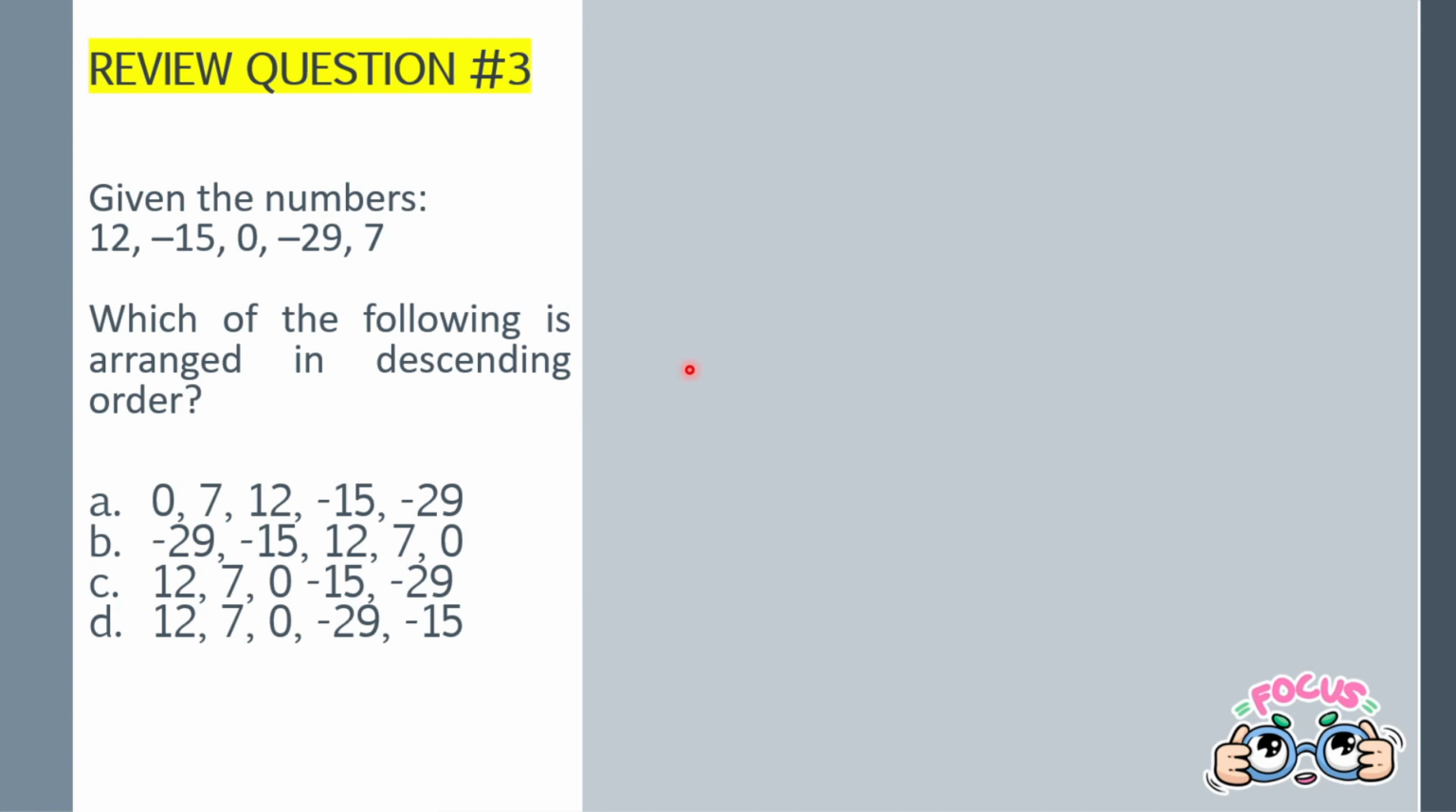Question number 3. Given the numbers 12, negative 15, 0, negative 29, 7. Which of the following is arranged in descending order? Is it A, 0, 7, 12, negative 15, negative 29? B, negative 29, negative 15, 12, 7, 0? C, 12, 7, 0, negative 15, negative 29? Or D, 12, 7, 0, negative 29, negative 15?